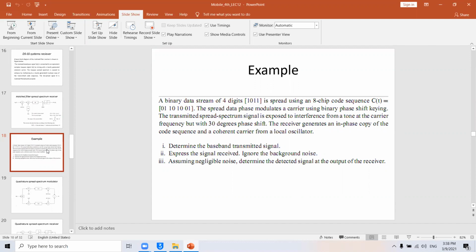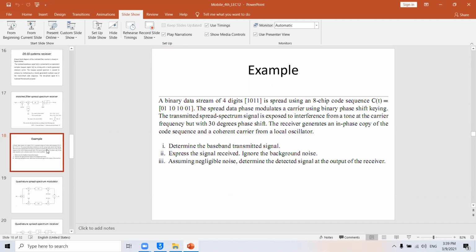Now, the spread data phase modulates a carrier. Do you remember what we mean by binary phase modulation? In binary phase modulation, we have only 2 phases. The first one will be the 0 angle, and the second one will be 180 degrees, or pi. How are we going to provide such a thing? Of course, after performing the mapping operation. The mapping operation will help us convert 0 into 1 and 1 into -1.